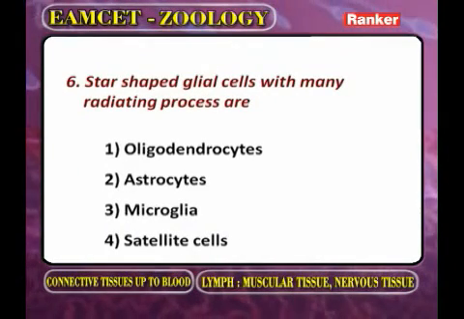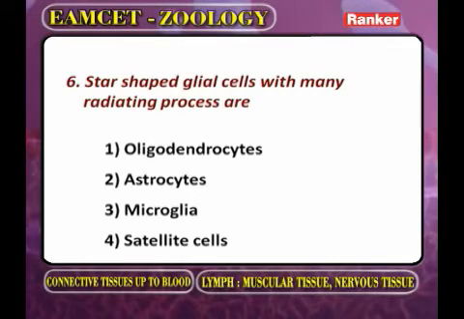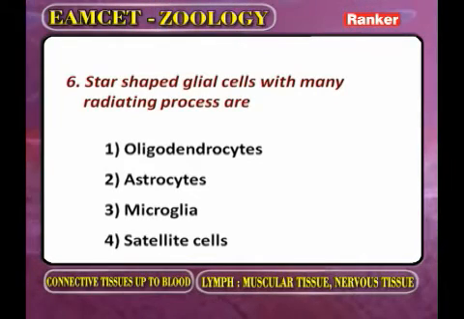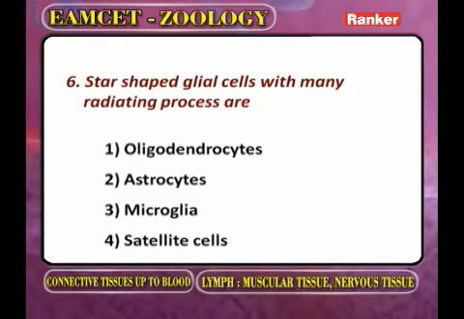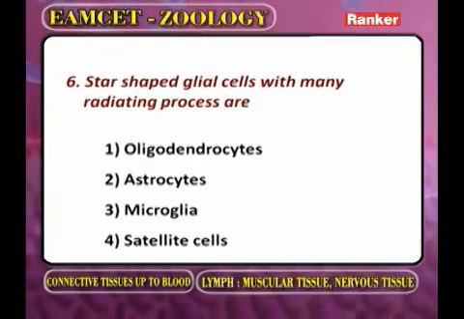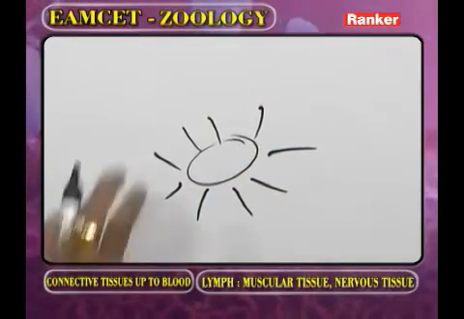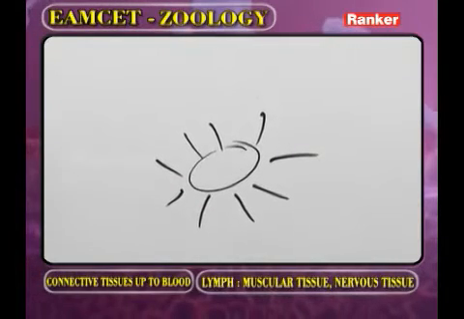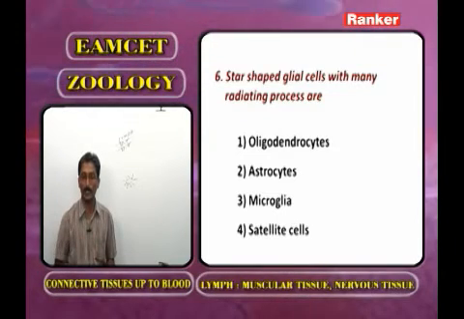Star-shaped glial cells. Now the student may get a doubt: what are glial cells? They are supporting cells. Where are they present? In the nervous tissue. Now what are we asking? Star-shaped glial cells with many radiating processes. This is one glial cell having radiating processes, appearing star-shaped.